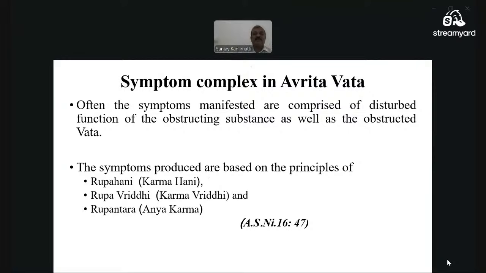For example, see, Vikaro Dhatu Vaishamyam, Samyam Prakriti Ruchate. In the Vikara, it is Vriddhi, Kshaya, or Sthanantara Gamana. Three things are there. Apakarshi hetu will also produce symptoms. That is why here clearly it is told that it may be either Karma Hani, Karma Vriddhi, or it may be Anya Karma.